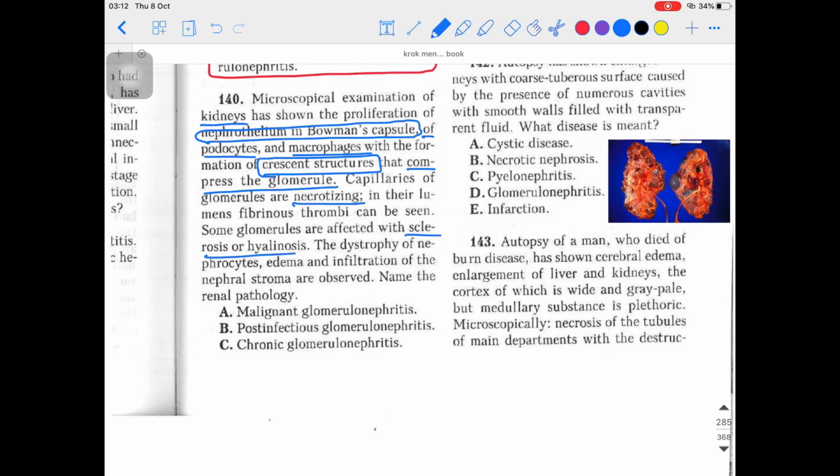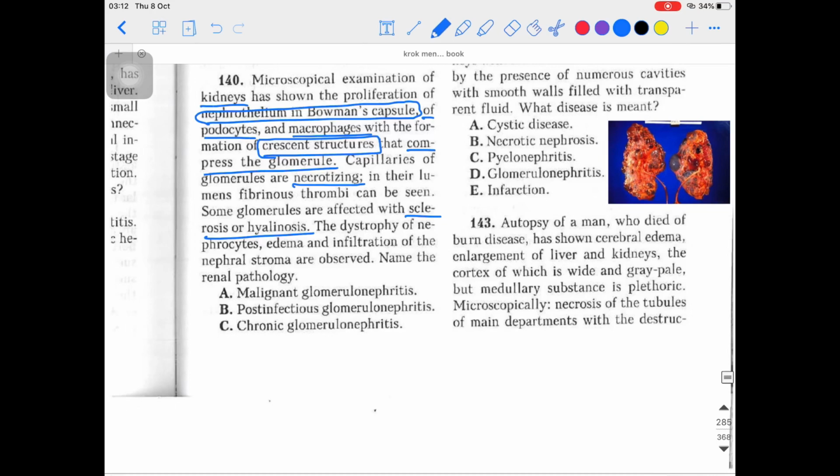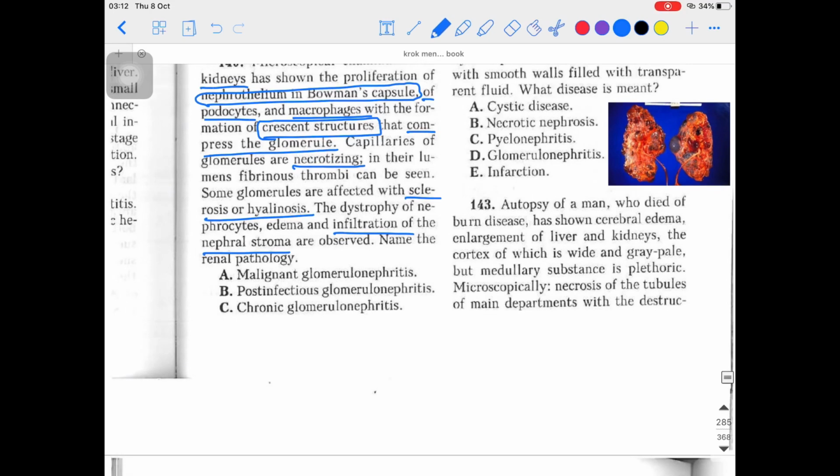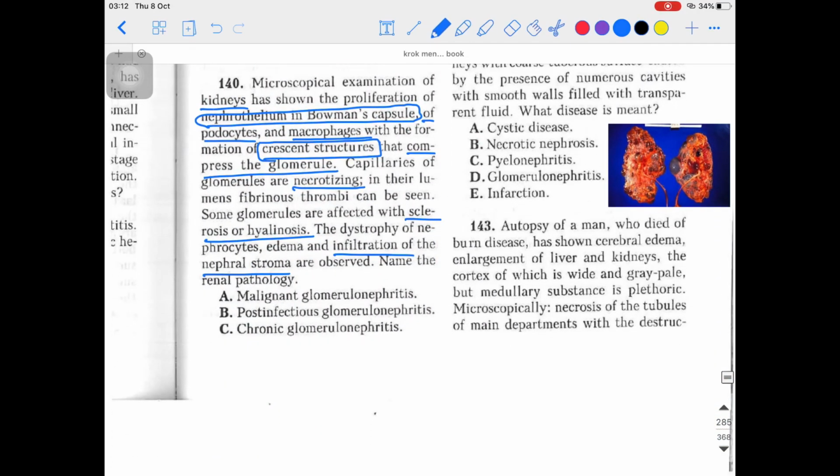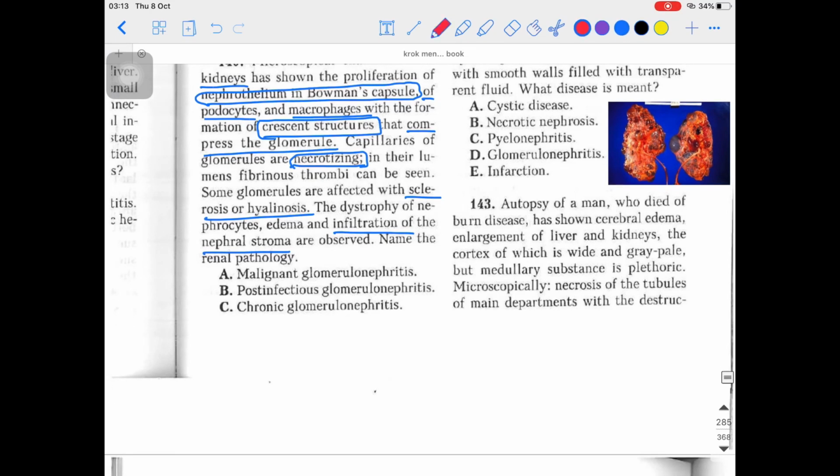Of course, there will be sclerosis or hyalinosis, and dystrophy can be seen, with infiltration of the nephric stroma. Name the renal pathology. The answer is crescentic glomerulonephritis, but it is not given in the options again. So what will be the answer? Malignant glomerulonephritis, because of the necrotizing glomeruli seen over here. Moreover, I told you crescentic glomerulonephritis sometimes we call subacute or malignant if there are irreversible changes or necrosis happening in the kidney. So yes, that is malignant glomerulonephritis this time, isn't it?